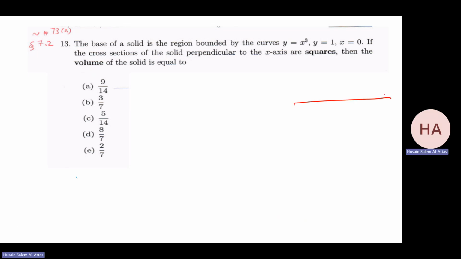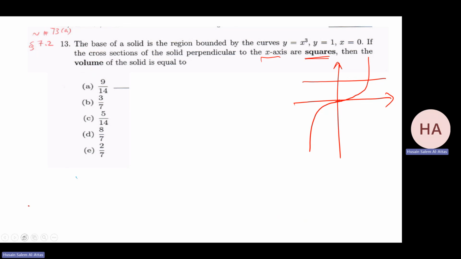I have y equals x cubed. This is y equals x cubed. Y equals 1. This is y equals 1. X equals 0, which is the y-axis. I'm talking about this region. Perpendicular to the axis, squares.